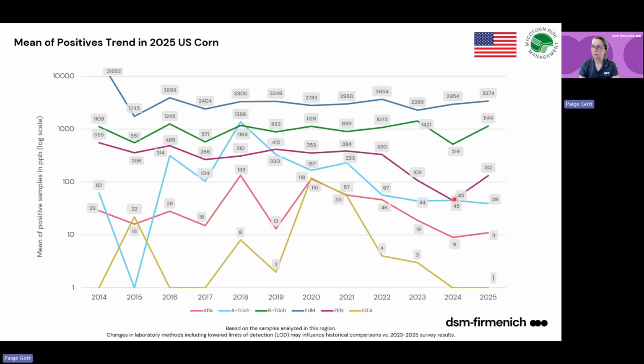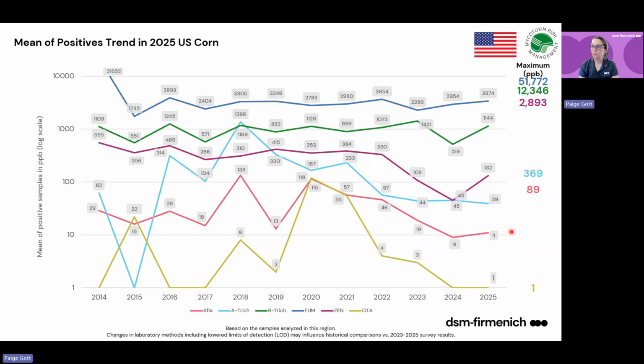We also have a steep increase in our zearalenone concentration, up to 132 parts per billion on average, which is nearly 3 times what we saw last year at just 45 parts per billion. Our type A trichothecene concentration is very similar to last year at just 39 parts per billion. We have a slight uptick in aflatoxin concentration of 11 parts per billion, and then our one positive ochratoxin A sample was positive for very low concentration at 1 part per billion.